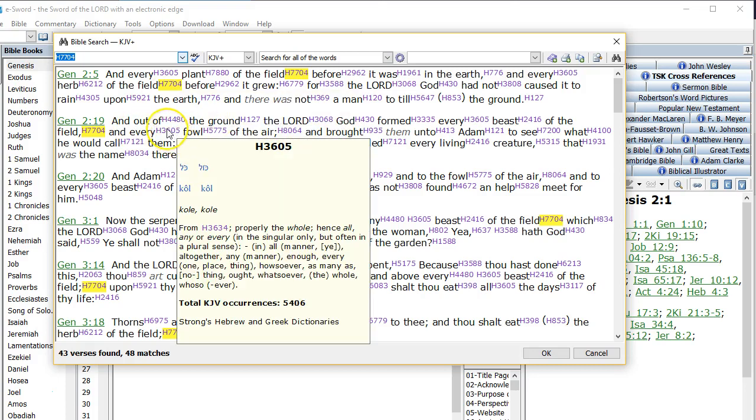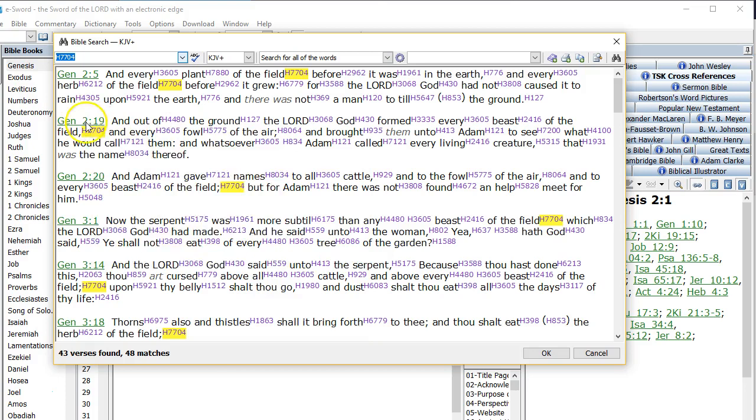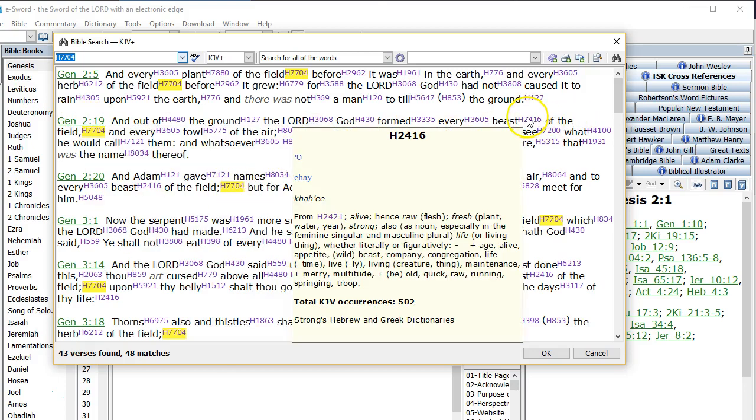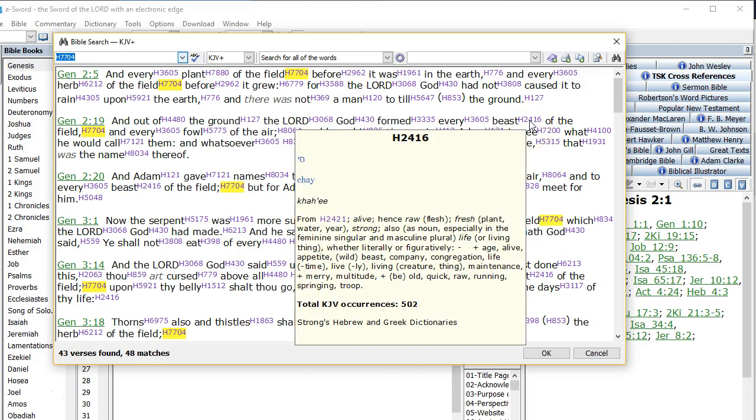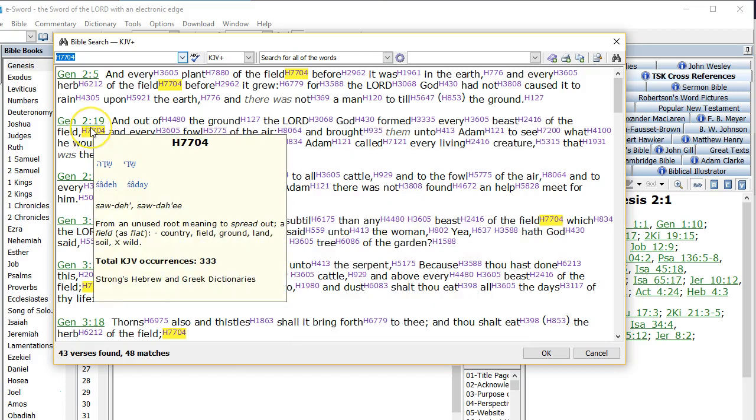Now, we can jump forward here in e-Sword to 2:19. Out of the ground, Yahweh God formed every, chayat. Chayat. That is a very broad term you'll find if you start doing a cross-reference on it. That's 24:16. Chayat of sadeh. There it's modified again. We can't find anything modified like that in Genesis chapter 1.